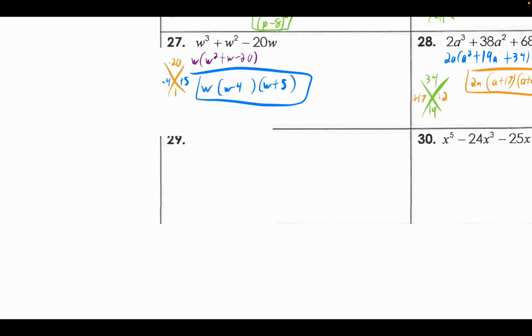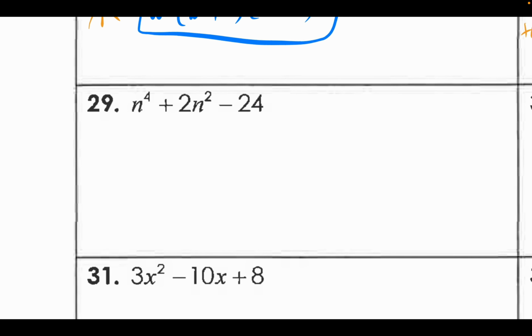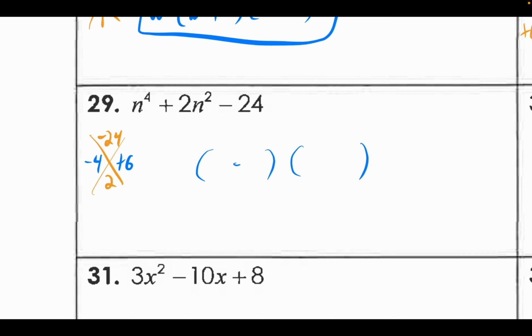29. There is no GCF between these three. Now notice this is the end of the fourth and n squared, so our shortcut will change just ever so slightly after we make the x, but making the x is still the same. So we have a times c, which is 1 times negative 24, and b is still 2, and we end up finding that negative 4 and positive 6 will do the trick. So now when we go to make our shortcut, we'll still have minus 4 and plus 6.